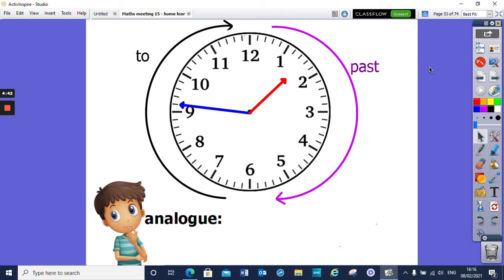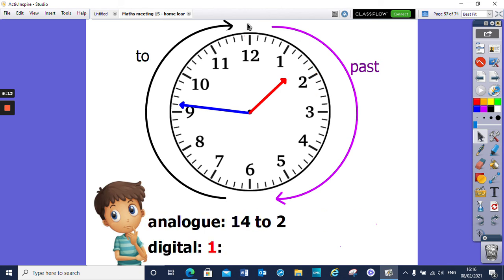Okay, analog time now. Well, our blue minute hand here is on the left side of the clock face, so we're going to. What hour are we going to? We're going to the 2. We're not quite there yet. How many minutes away are we? Well, let's just count. 1, 2, 3, 4, 5, 6, 7, 8, 9, 10, 11, 12, 13, 14. We are 14 minutes to 2, or 14 to 2.